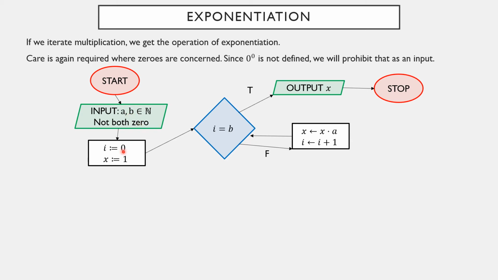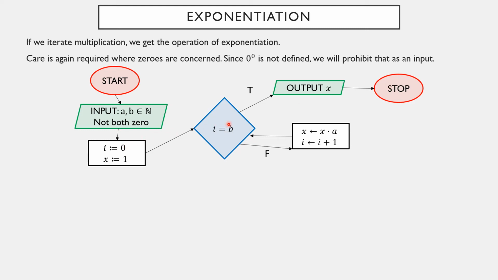Start with i equals 0. This is how many times I've done the multiplication, and I haven't done it at all yet. x is going to be our variable that tracks the repeated multiplication. With addition we counted 0 as the starting point, but with multiplication you start with the identity element, which is 1. How many times have I multiplied? Am I done? If so, output and stop.